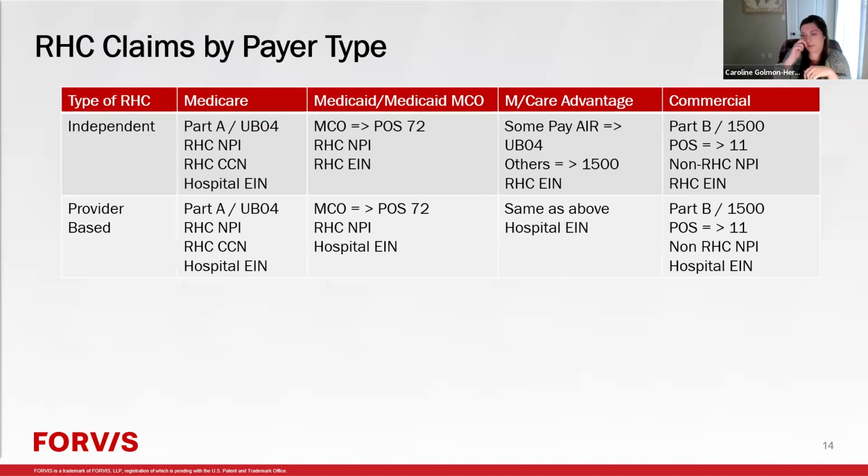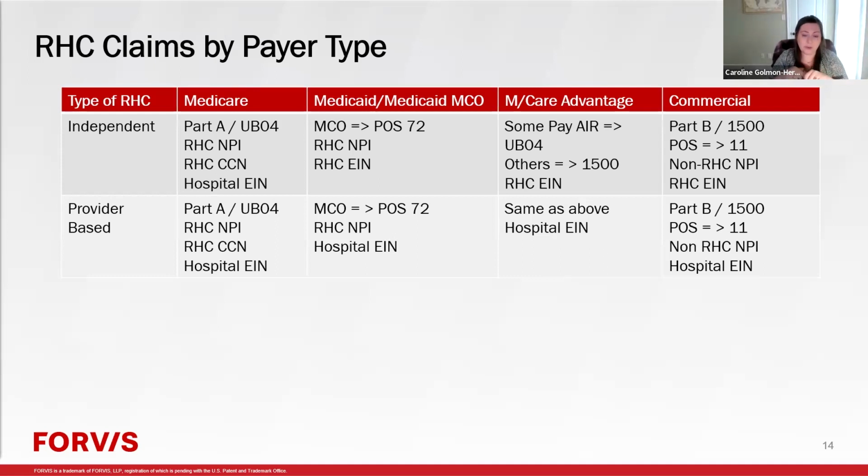If you wanted to break it down by payer, which is typically what I think most of us like to see, because that's what's going to drive the majority of the decision making when it comes to sending out those claims, we're looking at it by payer type. RHC claims for provider-based Medicare will go to Part A on a UB04, again with the RHC's NPI. For Medicaid and Medicaid MCOs, those will go to place of service 72 with the RHC's NPI. If they are Medicare Advantage, some will pay on an AIR, and again, that will go on a UB04. Others will go on a 1500.